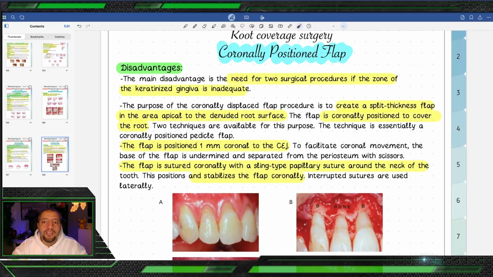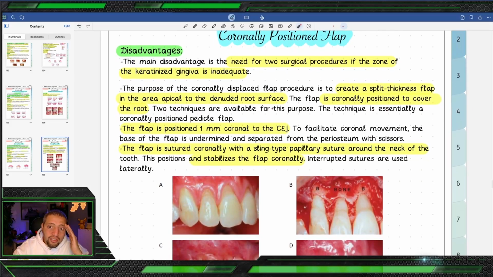The purpose of the coronally displaced flap procedure is to create a split thickness flap in the area apical to the denuded root surface. The flap is coronally positioned to cover the root. 2 techniques are available for this procedure, essentially a coronally positioned pedicle flap. First, the flap is going to be positioned 1 mm coronal to the cemento enamel junction, 1 mm coronal, so we are covering part of the crown to facilitate coronal movement. The base of the flap is undermined and separated from the periosteum with a scissor.